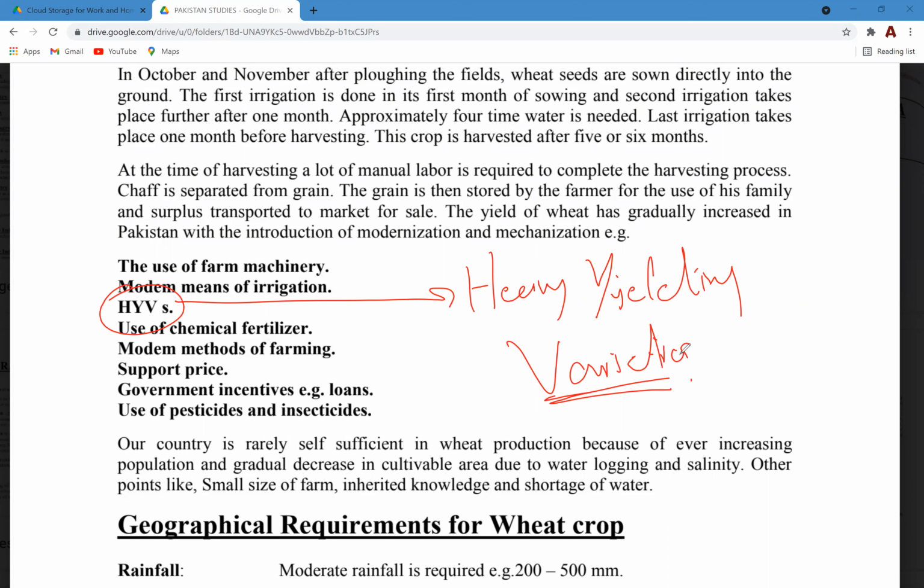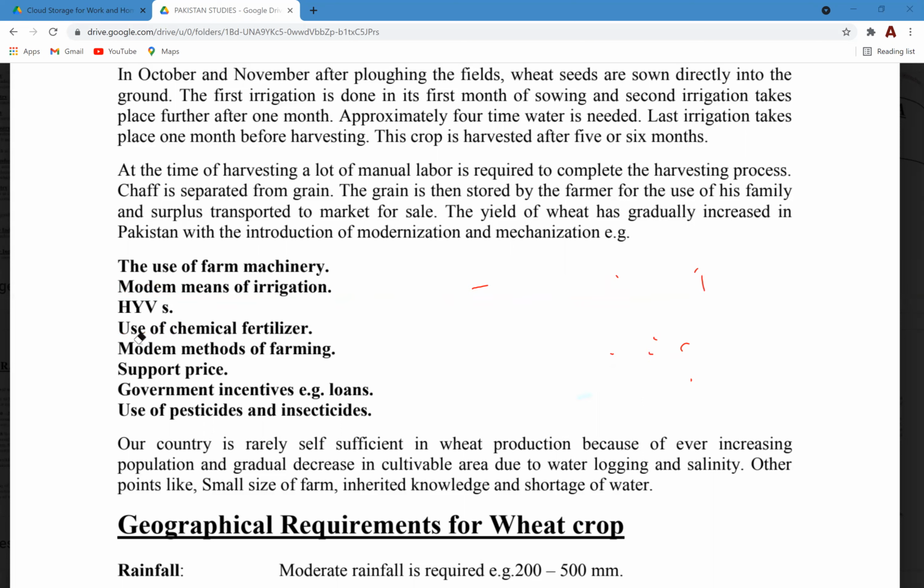Use of chemical fertilizers, modern methods of farming, government incentives, loans, incentives to the farmers. You can use pesticides and insecticides to protect the crops. This is how an agricultural production can be boosted. You can use all of these to basically increase the production of wheat.